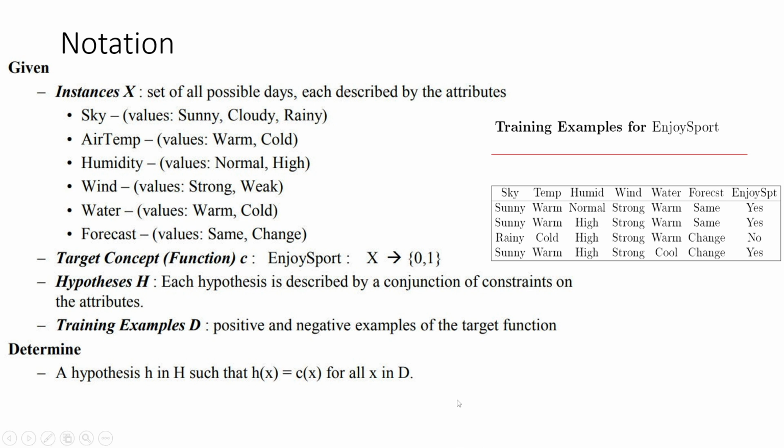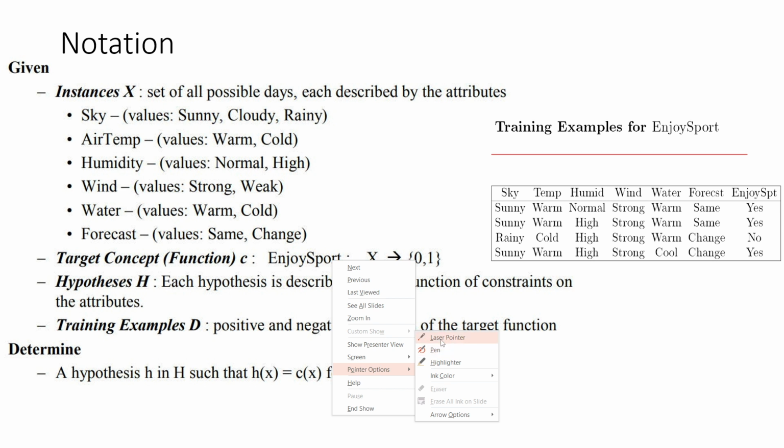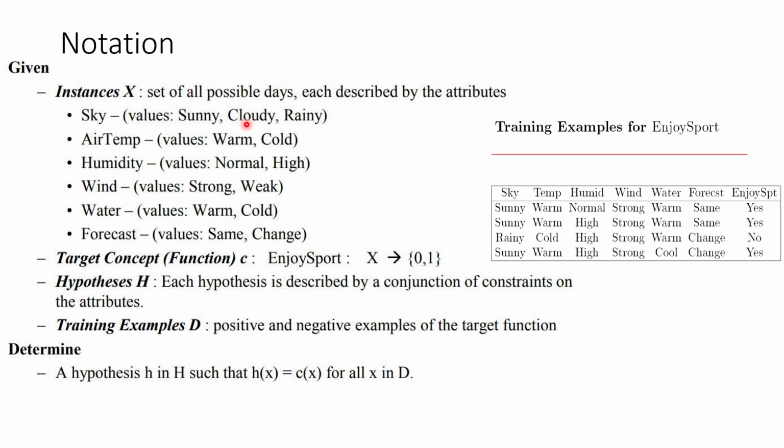These are the 6 attributes: sky, air temperature, and so on, and the values they take: sunny, cloudy, or rainy. The temperature could be warm or cold, humidity could be normal or high, wind could be strong or weak, water could be warm or cold, forecast same or change. The target function c(x) is either negative or positive, 0 or 1, yes or no.